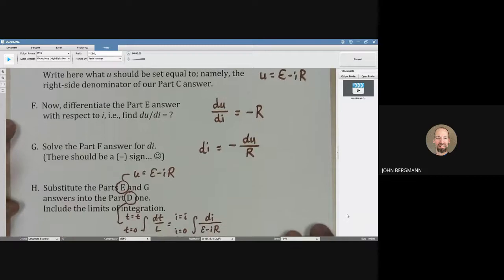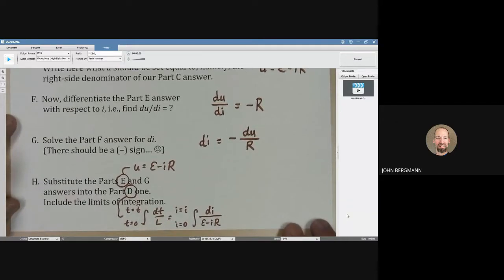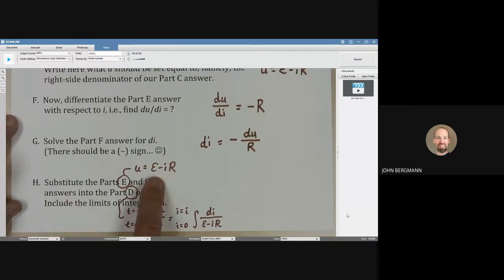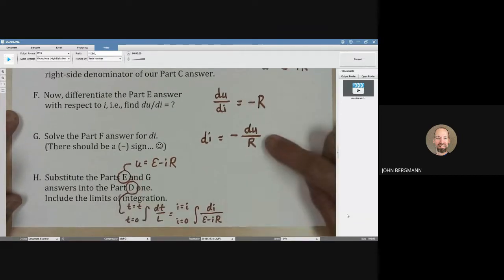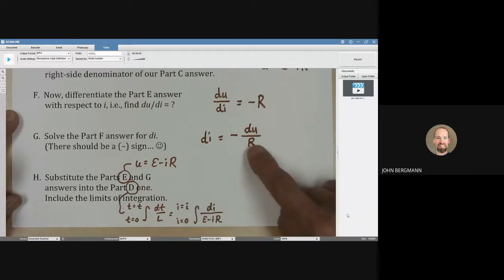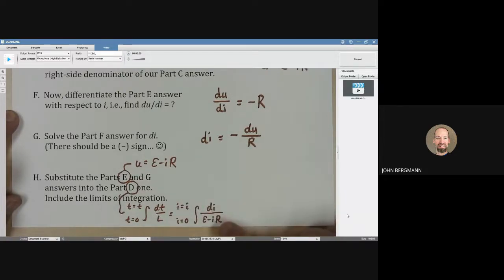Letter H here. Substitute the parts E and G answers. There's our part E answer. That way I didn't have to rewrite it. And there's our part G answer. And here's our part D answer. We want to substitute this thing and this thing into here and see what we get.